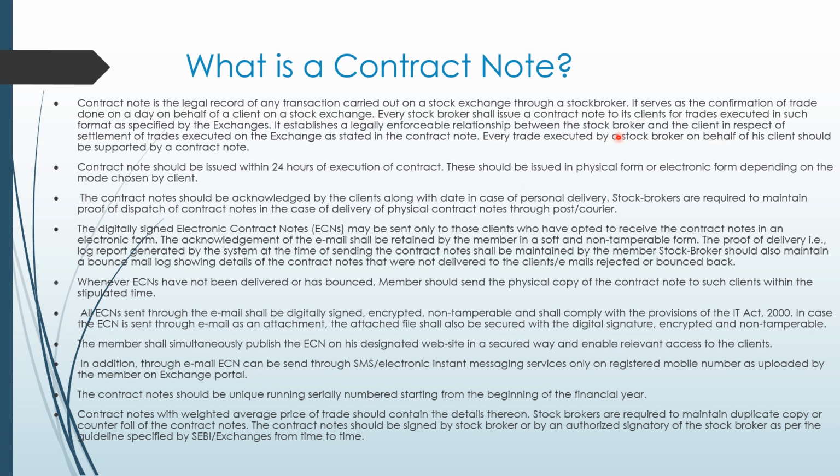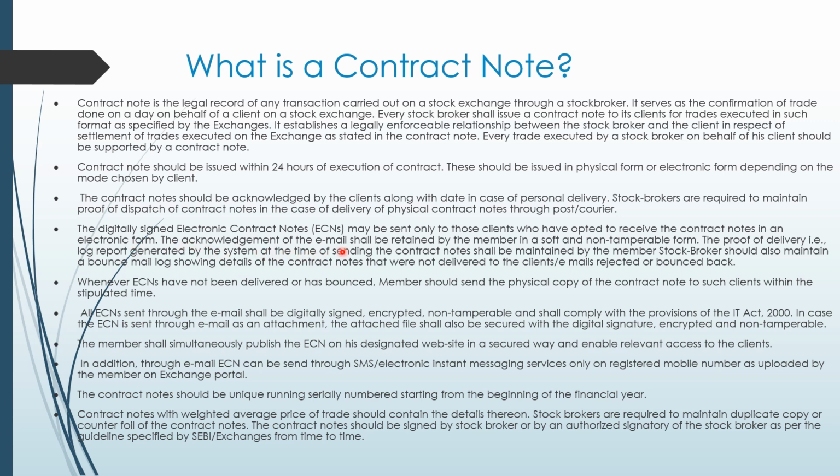Every trade on the exchange should be supported by a contract note. The contract note should be issued within 24 hours of the execution of the contract. It can be issued in either physical or electronic form, depending upon the mode chosen by the client. The contract note should be acknowledged by the client along with the date in case of personal delivery. Stockbrokers are required to maintain proof of dispatch of contract notes in case of delivery of physical contract notes through post or courier. A digitally signed electronic contract note (ECN) may be sent only to those clients who have opted to receive the contract notes in the electronic form.